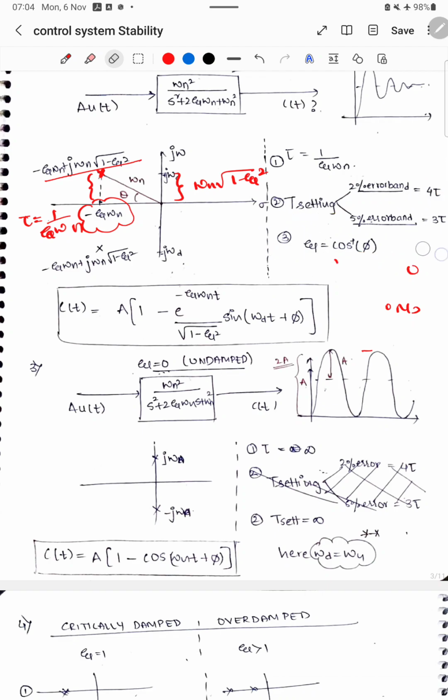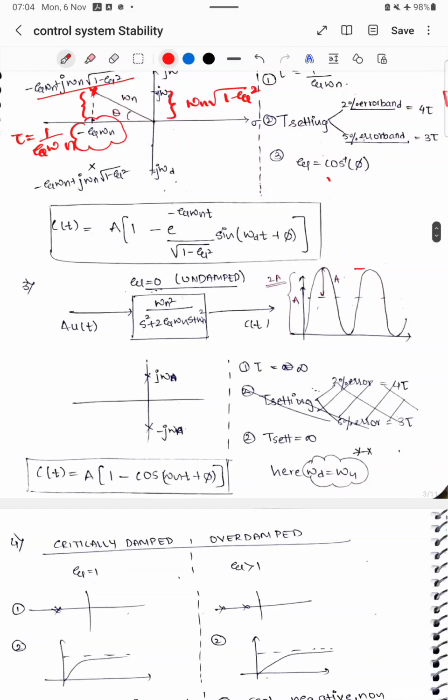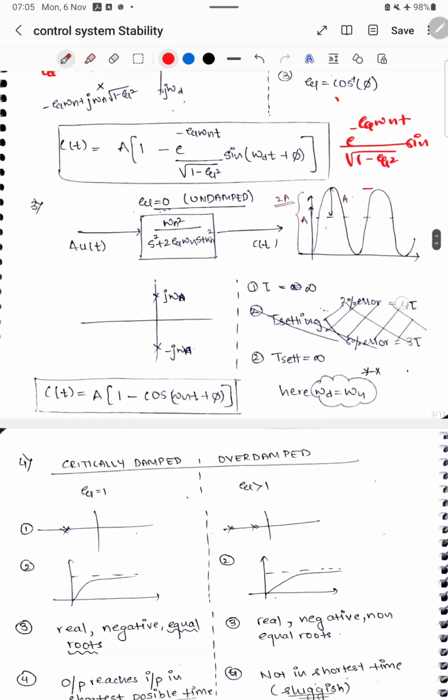From phi you can also do this kind of manipulation in percent MP. We shall see what percent MP is, but before that let's look at all the responses for underdamped, overdamped, critically damped, undamped, etc. For underdamped, c of t is a into 1 minus e to the power minus zeta omega n t upon root of 1 minus zeta square sin of omega d t plus phi.